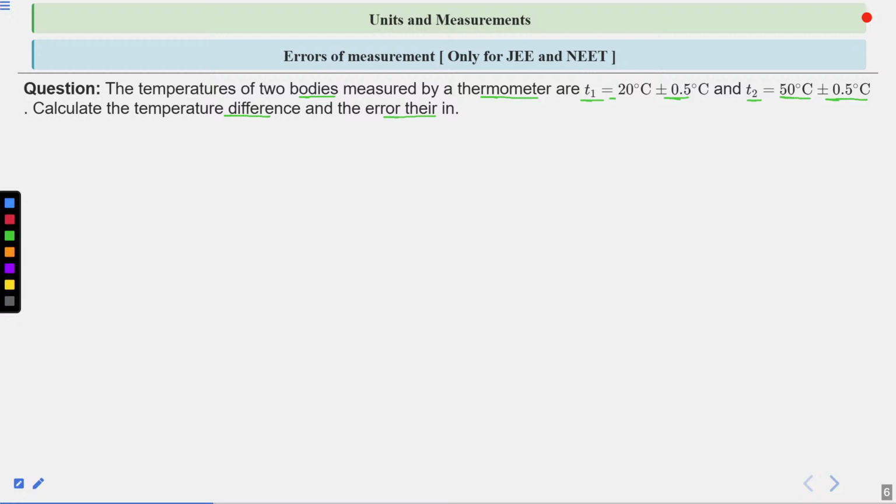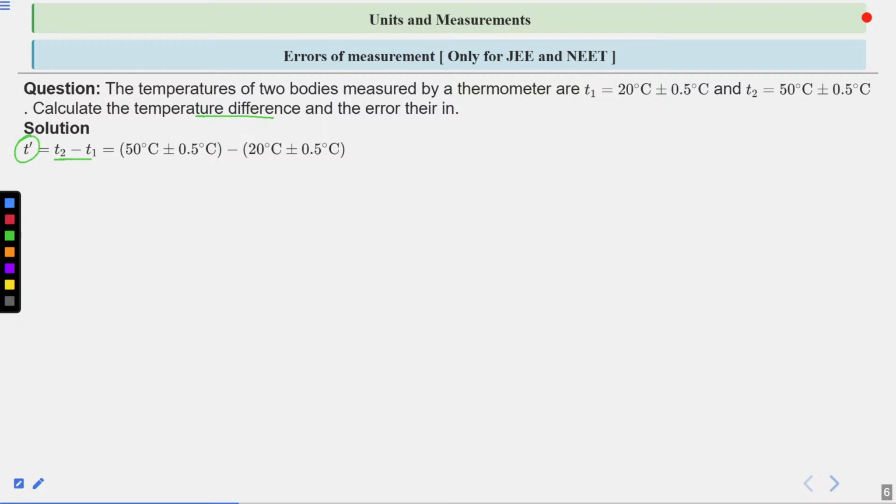So what is the answer? Solution. So here T prime is equal to T2 minus T1. So this is the temperature difference. Here the temperature difference is T prime.